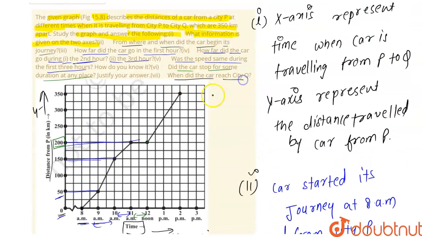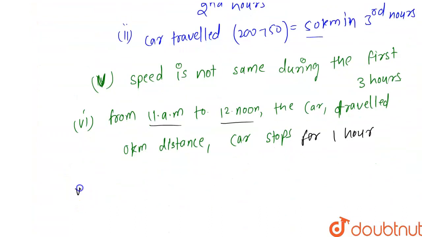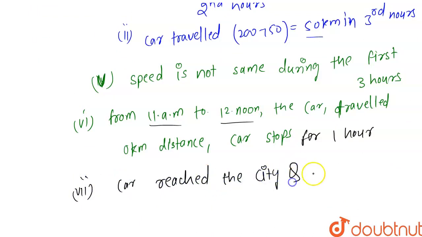Now let's move to the seventh part. When did the car reach the city Q? Here city Q is 350 kilometer apart. So now let's find what the timing is. Here the timing is 12 p.m. So we can say that, for the seventh part, the car reached city Q at 2 p.m. So here we find all the answers.